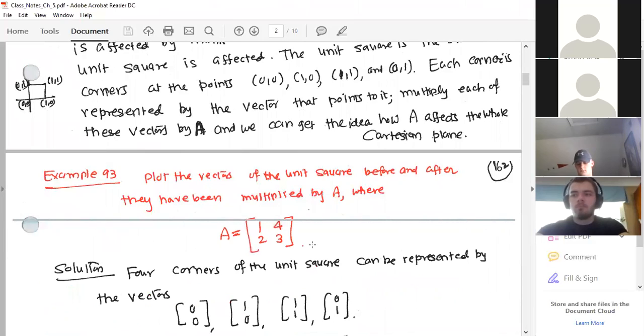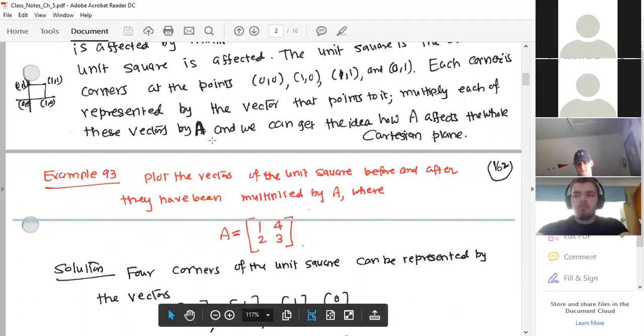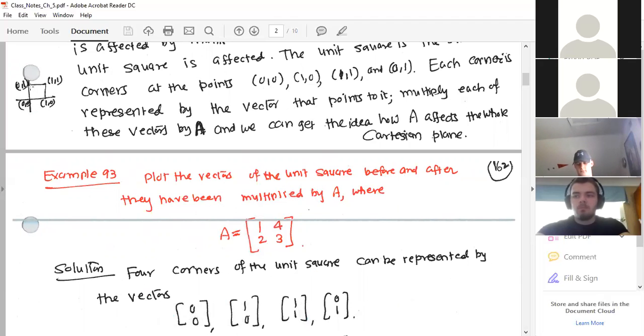Look at this example. This will give you a very clear idea. Plot the vectors of a unit square, 0, 0, 1, 0, 1, 1, and 0, 1, before and after they have been multiplied by A. Before we multiply by A, it is just the same figure, 0, 0, 1, 0, 1, 1, and 0, 1. This will be the figure on the previous page. After multiplication, what will happen?